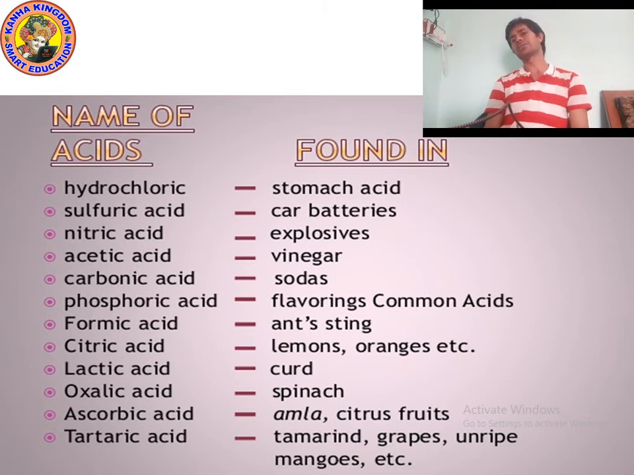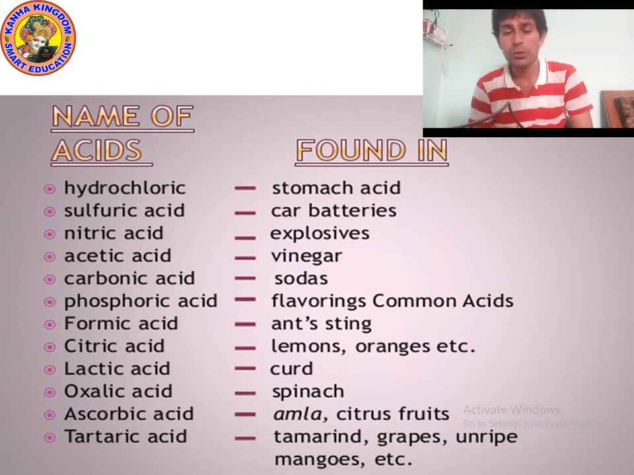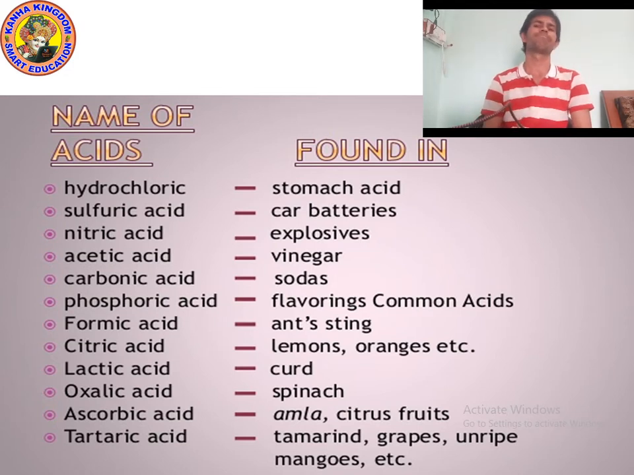Amla and citrus fruit. Citrus fruit means khatte fruit. Amla and citrus fruit contain ascorbic acid. Ascorbic acid is also present in tomato.